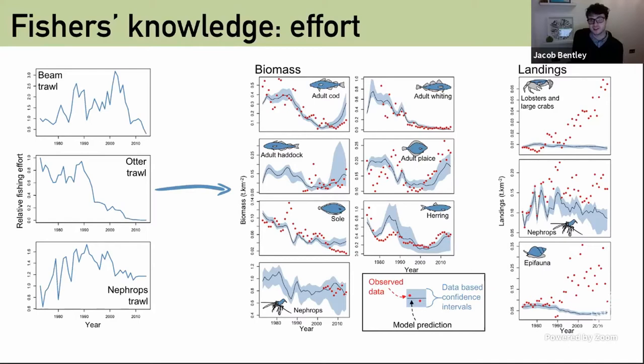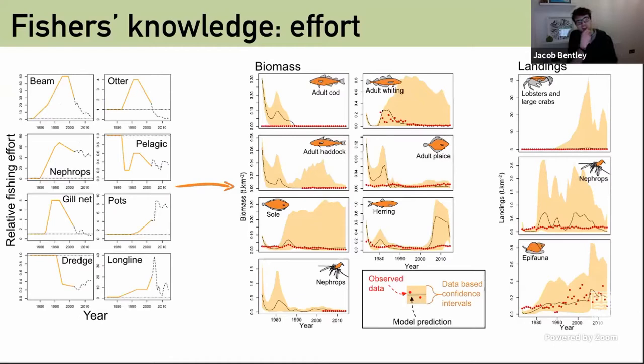So the fishers drew these trends for us on the left, again, just in a big room. We all sat around and discussed stories going back in time of when different fishing industries started, when different fleets started operating, when otter trawls diverted from being targeted at whitefish to more being targeted at nephrops. And they drew these trends for us.